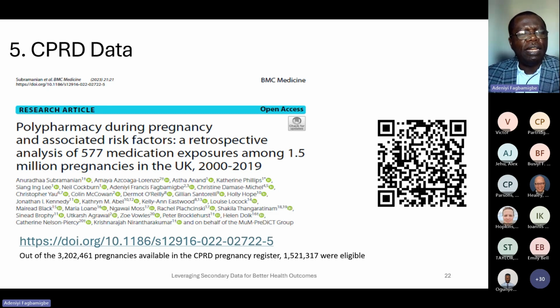Another thing, this is the England version of the Wales SAIL. We call it the CPRD data.